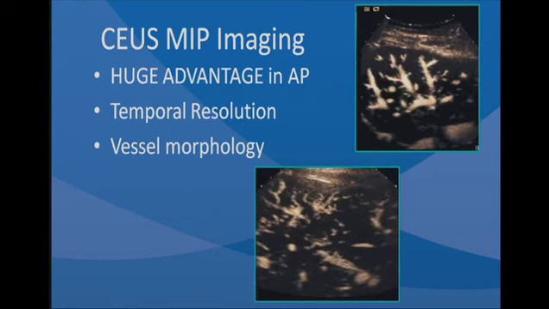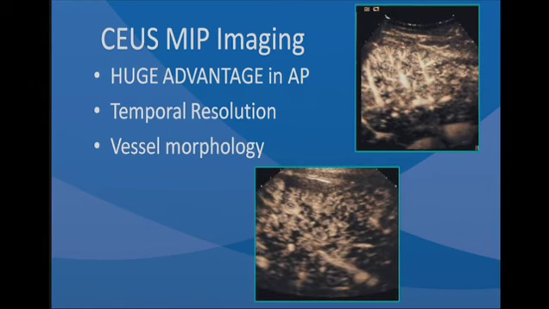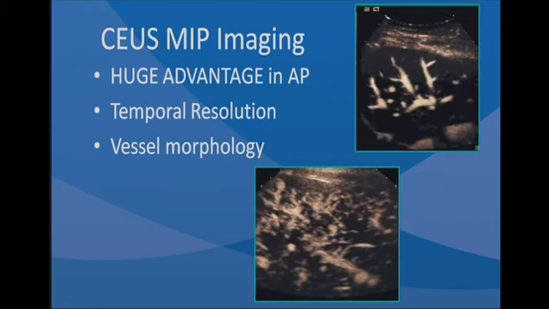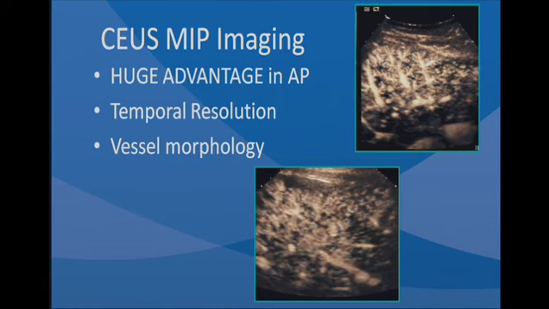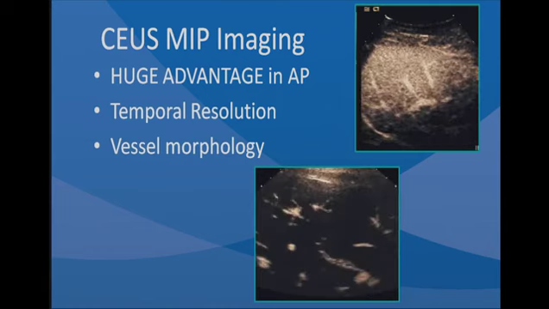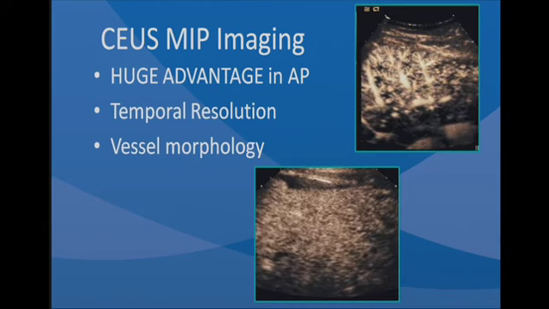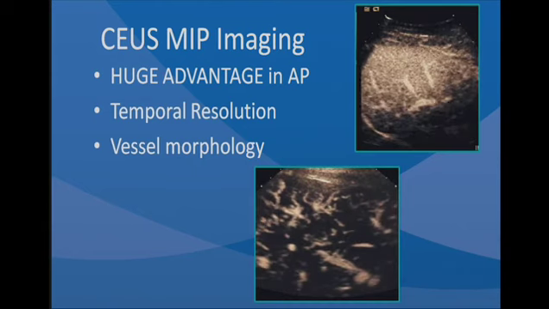So let's go on to our last topic that we'll cover today, and that's MIP imaging. So with MIP imaging, we track the course of the bubbles between successive frames, and it provides for us a huge advantage in the arterial phase. So because of the temporal resolution, we can see vessel morphology.